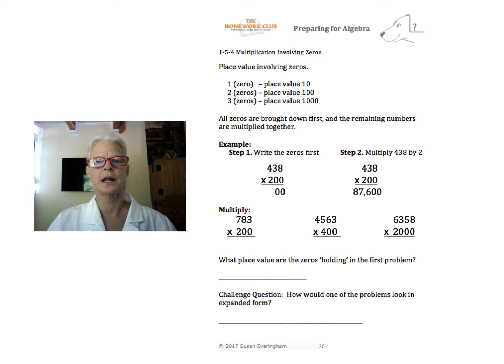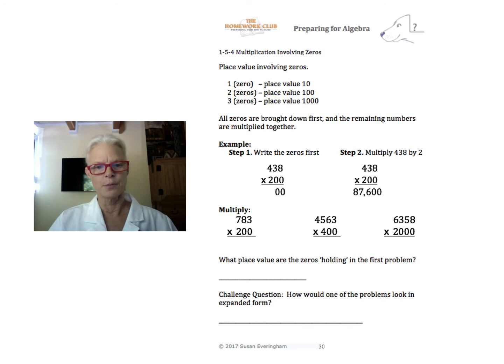Page 30, more multiplication and place value. Practice with zeros. This time we've got 1 zero is a tens place, 2 zeros is a hundreds place, 3 zeros is the thousands place. So as the example, write the zeros in first, right? Then multiply 438 times the 2, giving you 876 plus the 2 zeros.